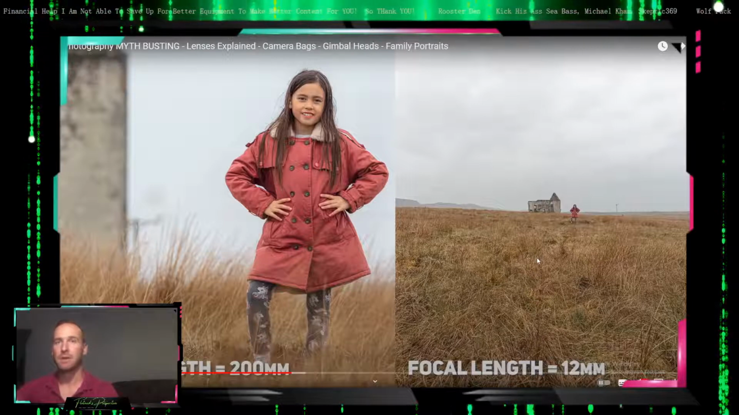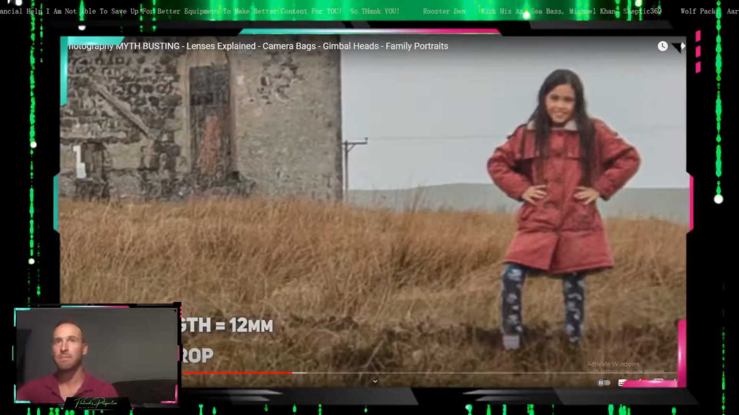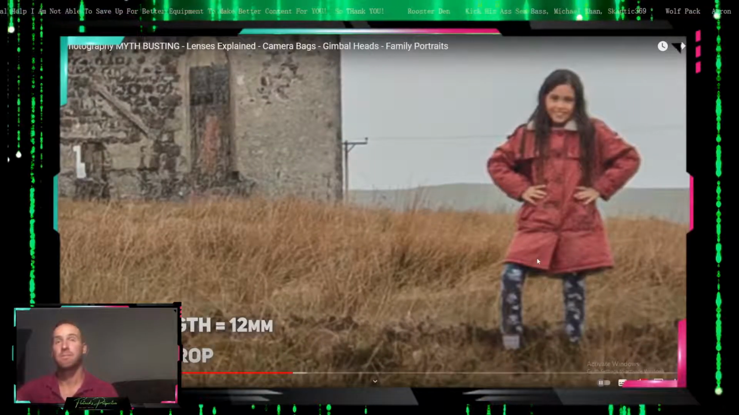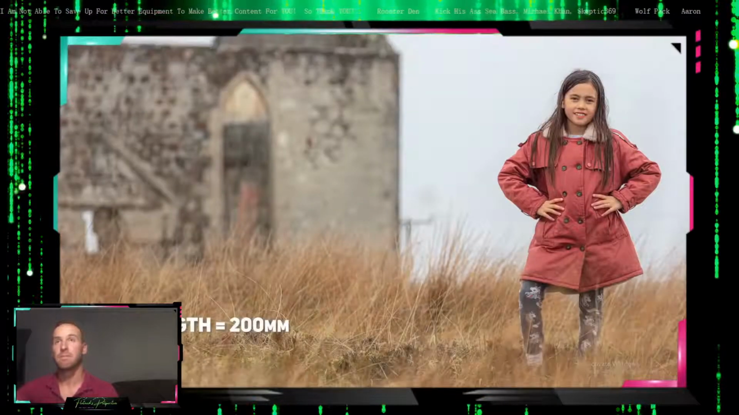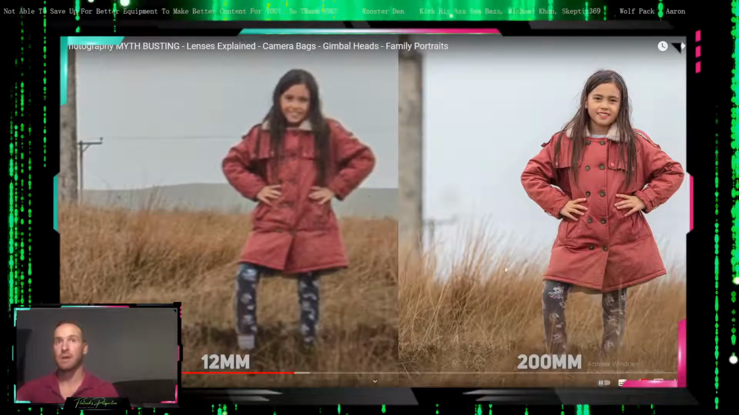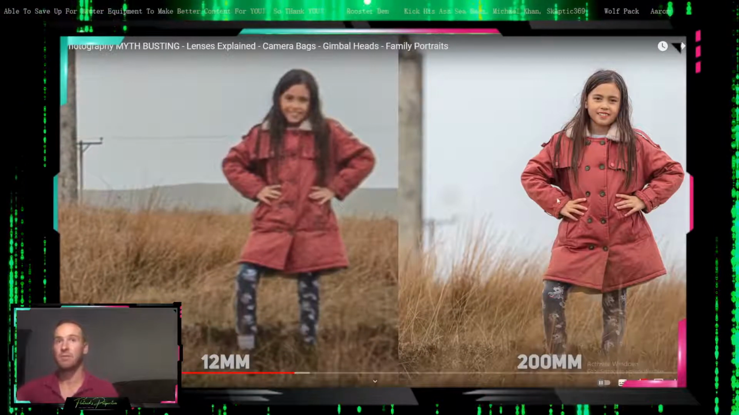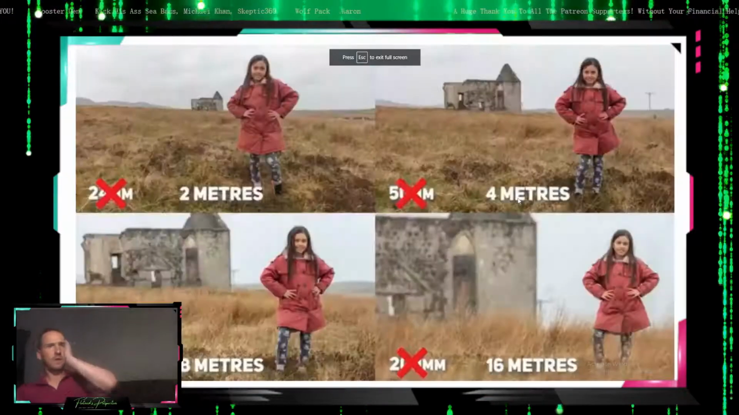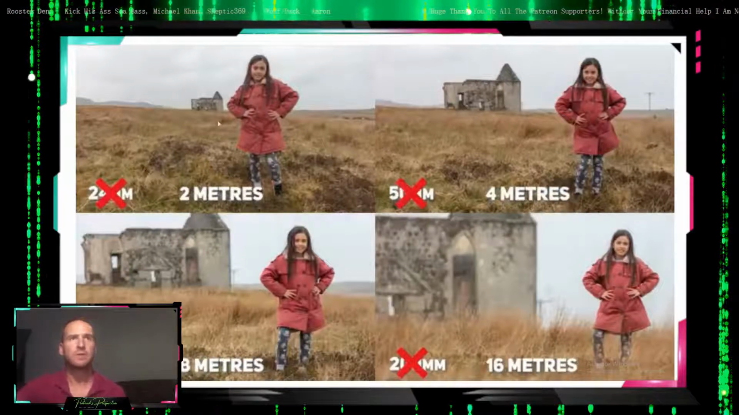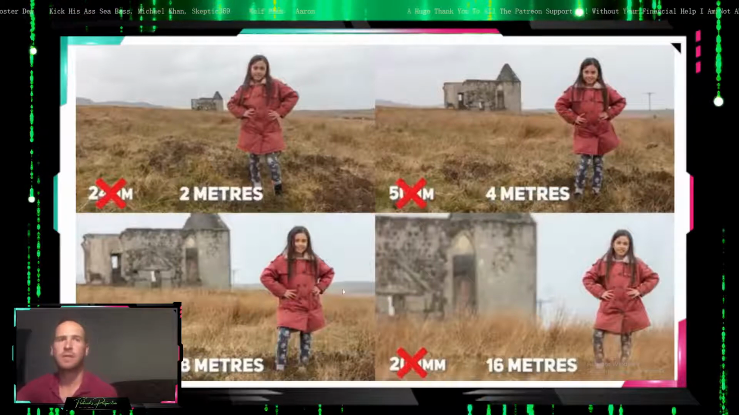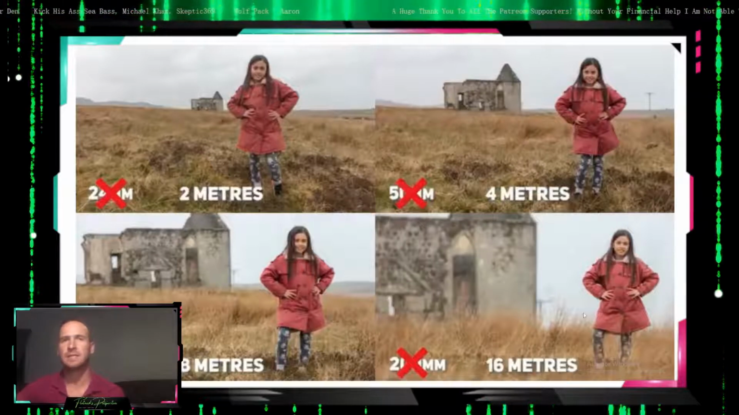The magnification controls it. If we crop into the 12mm version and compare it to the 200mm version, we can see that the two perspectives are indeed the same. So, okay, you can see he says the two perspectives are the same. This was his together, okay? This is at 2 meters, 4 meters, 8 meters, and 16 meters.